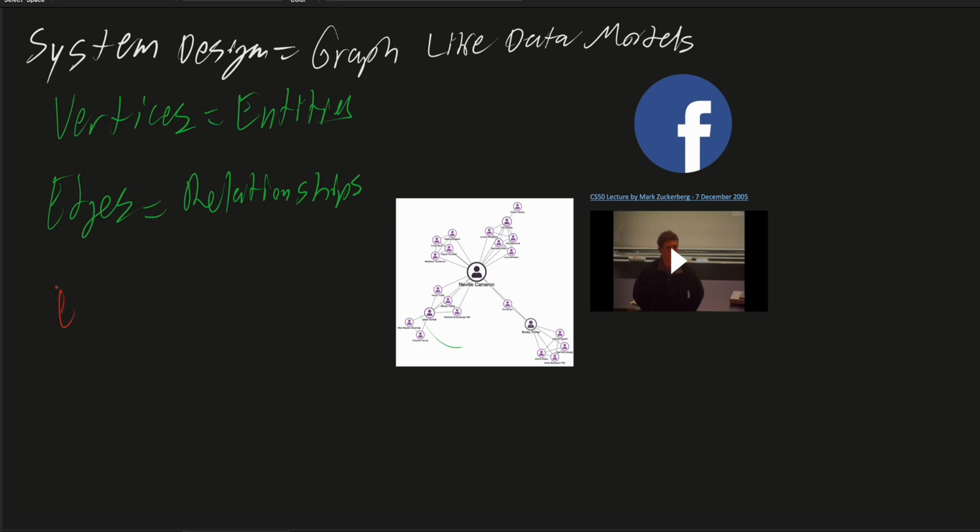So I want to point it out for the internet as an example. We have web pages and hyperlinks, where the web pages are considered the vertices, and the hyperlinks the edges.